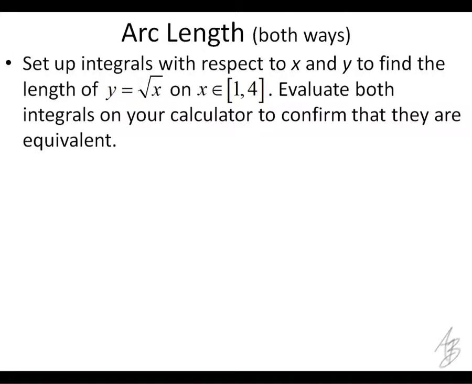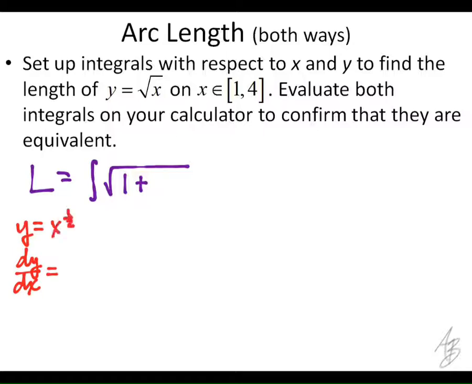Okay, so to find the arc length here, we're going to use that formula. So we have the square root of 1 plus dy dx squared. So we find dy dx. We get 1 over 2 square root of x. And then we plug that into our formula. So we're going to take this and square it and put it into our square root.